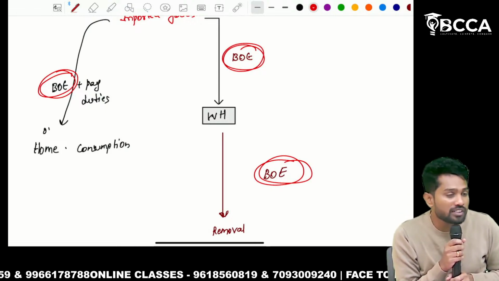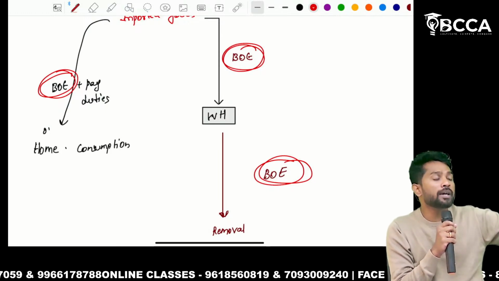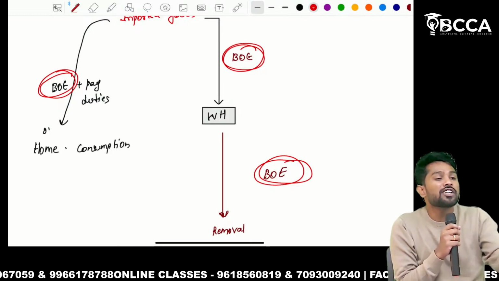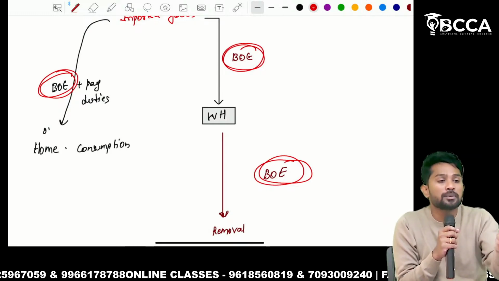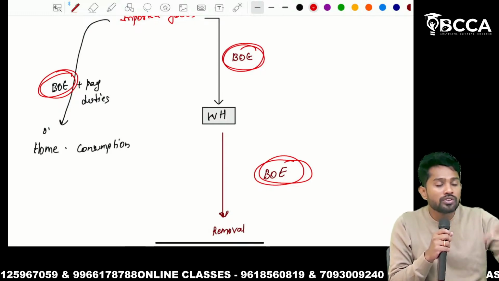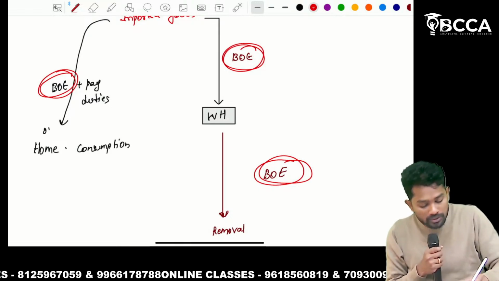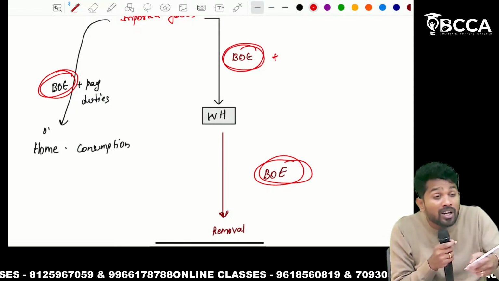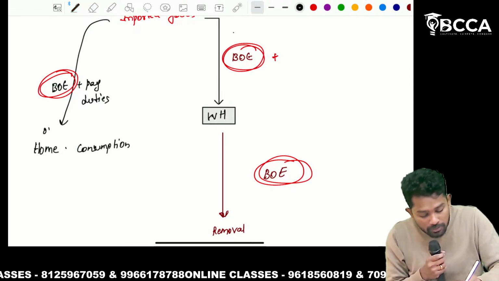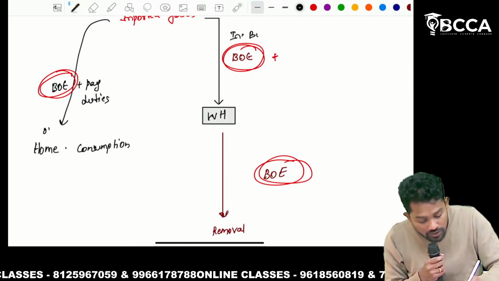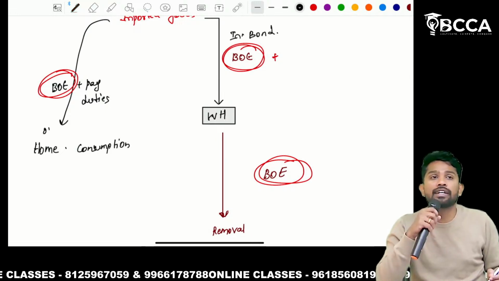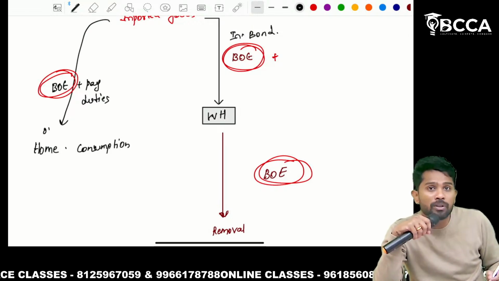Bond in favor of customs. Let's say you need to pay some 5 lakhs as duty. Then for 5 lakhs, execute a bond stating, I owe you 5 lakhs if I remove the goods without proper permission. So here a bond has to be executed. Since you will be executing a bond here, this is called in-bond bill of entry.